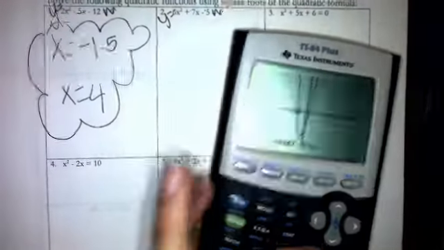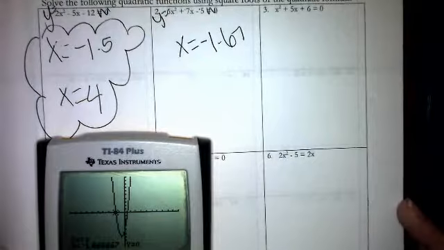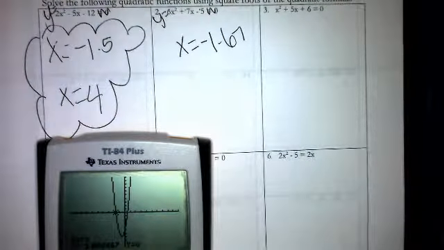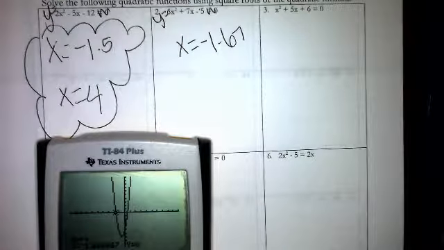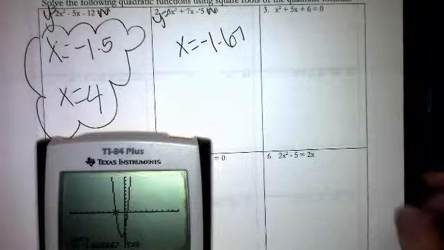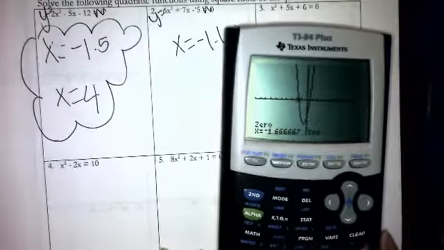So x equals about negative 1.67. We'll just round it. You're not going to get nice, neat numbers every time, okay? If you don't get a nice, neat number, just round it. So I still have one more solution to find.